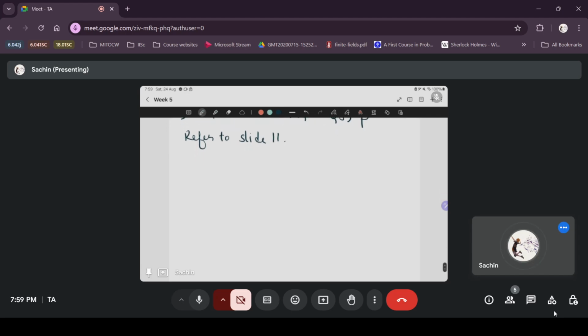You have beta L of S dash is the summation over all S in sigma L plus 1 of beta L plus 1 of S times gamma L of S dash comma S.